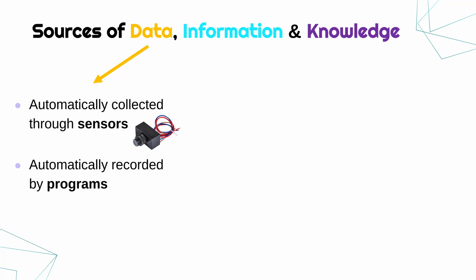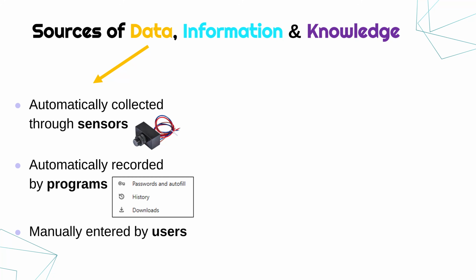What do I mean by that? Things like your search history, your passwords, or your downloads are just automatically recorded by a web browser, which creates data that can be used. YouTube is recording how long you've watched this video for. It's recording whether you've liked it, whether you've subscribed. That's all being recorded automatically. And sometimes we just manually enter data. For example, in a survey, you might type in some responses and submit it. That's you entering it yourself.